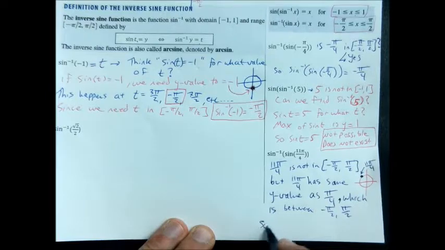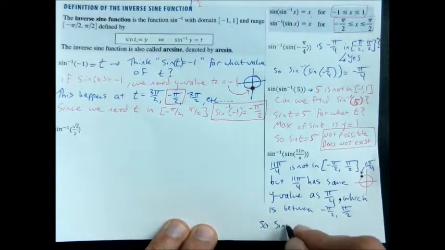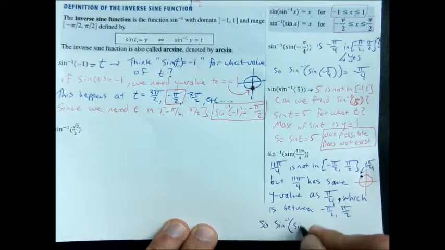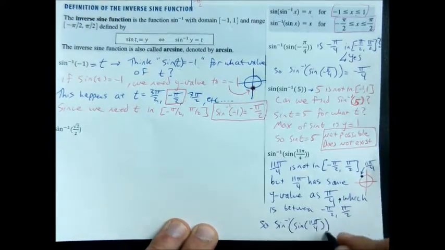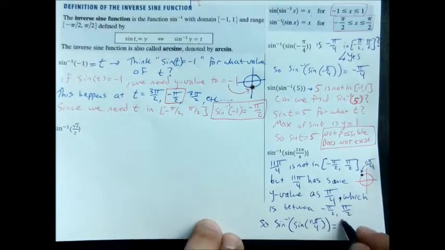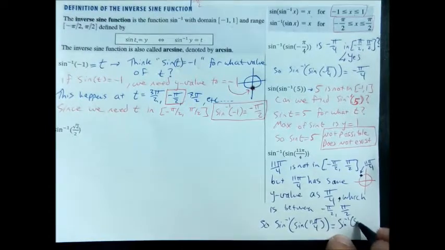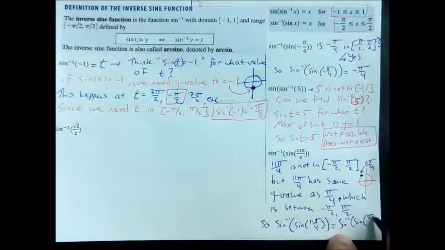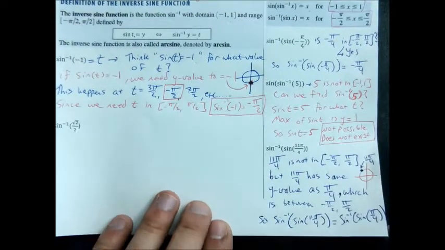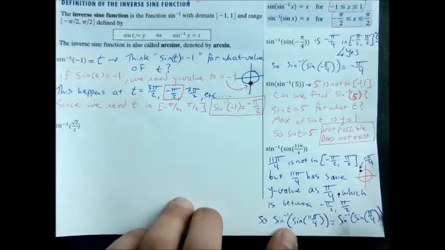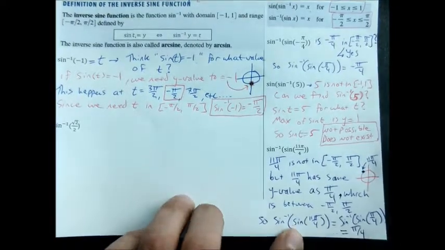And so, sine inverse of sine of 11 pi over 4 is actually the same thing as sine inverse of sine of pi over 4. And that fits that property because pi over 4 is in the correct interval. And so those things cancel out, and we just get pi over 4.